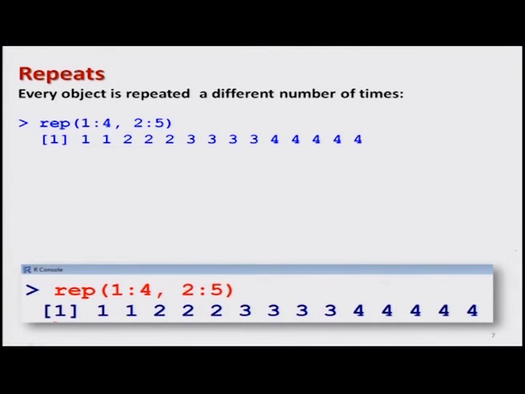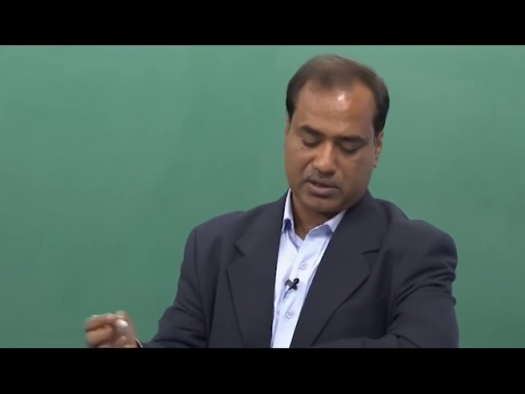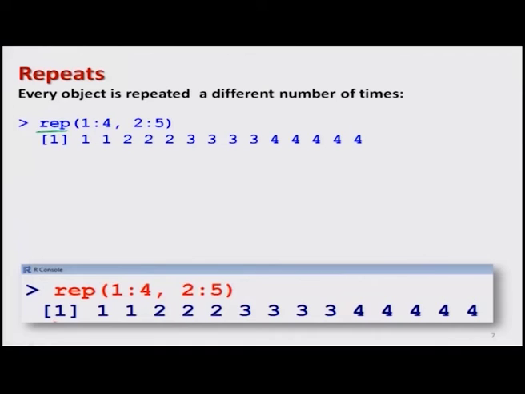Right. Now we come to another aspect. Up to now, every object has been repeated an equal number of times. But suppose we have a situation where I want to repeat a particular object, either a scalar, a sequence or a vector, a different number of times. Then how do we get it done? So I use the rep command and generate the same sequence 1 to 4, and now I say repeat it using this command, 2 to 5, which gives me a vector 2 colon 5 as 2, 3, 4 and 5.